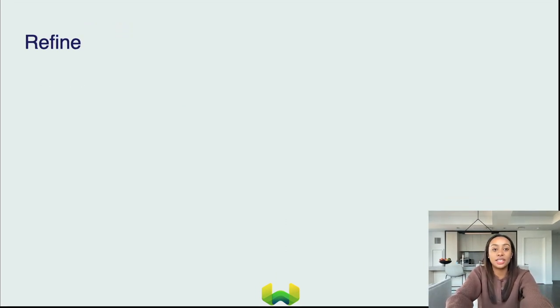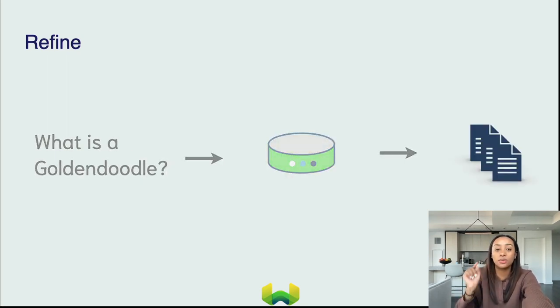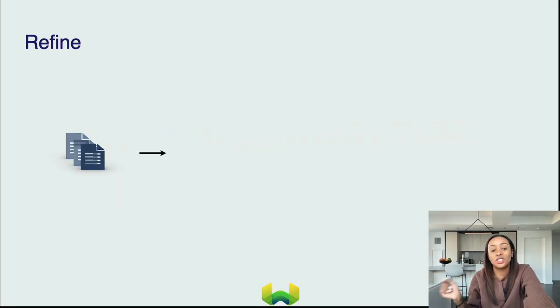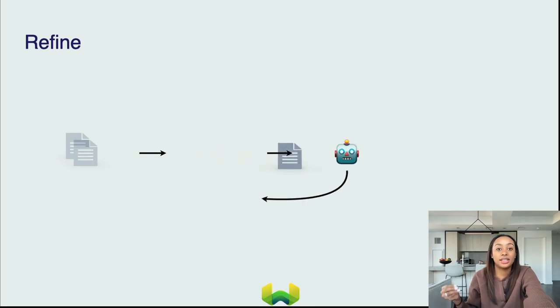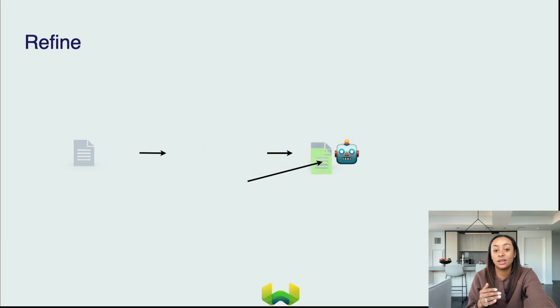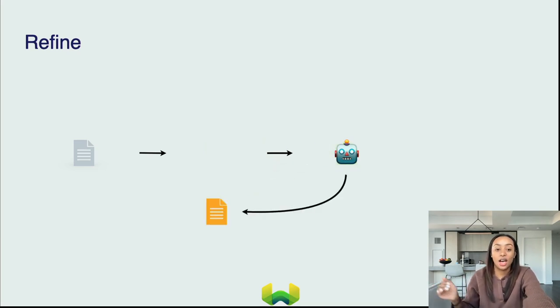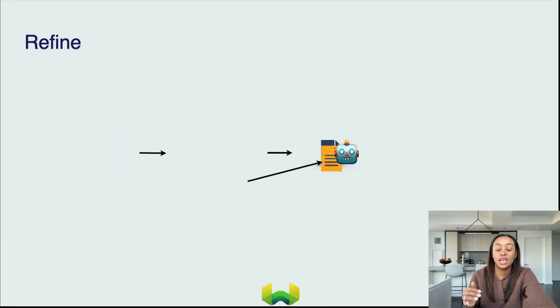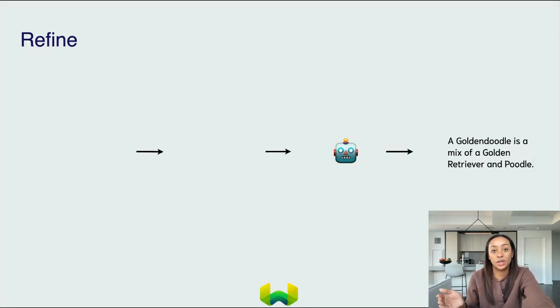Okay, next is refine. This one is interesting because it has a local memory that is used to refine the output. So an example of this is for the large language model to summarize the search results one by one and use the summary generated so far to refine its output. So as you can see in the animation, the green and blue document went into the large language model, outputted the orange document, and then on the next round it used the orange document and the remaining search results to output the answer of a golden doodle is a mix of golden retriever and poodle.